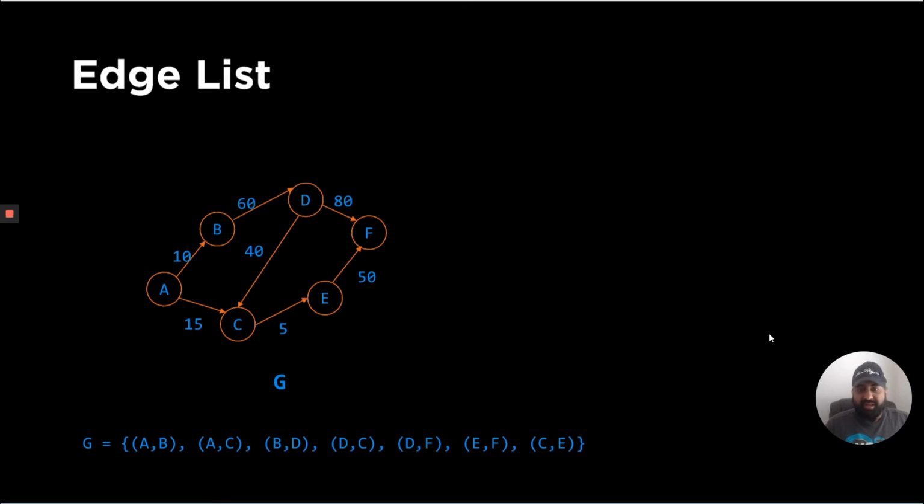The first implementation that we are going to discuss is the edge list implementation. How it works is we can represent the graph in the form of edges. In this case, we have this edge from A to B, whose value is 10. The next one is A to C, the value is 15, and so on. So this is a weighted and directed graph.